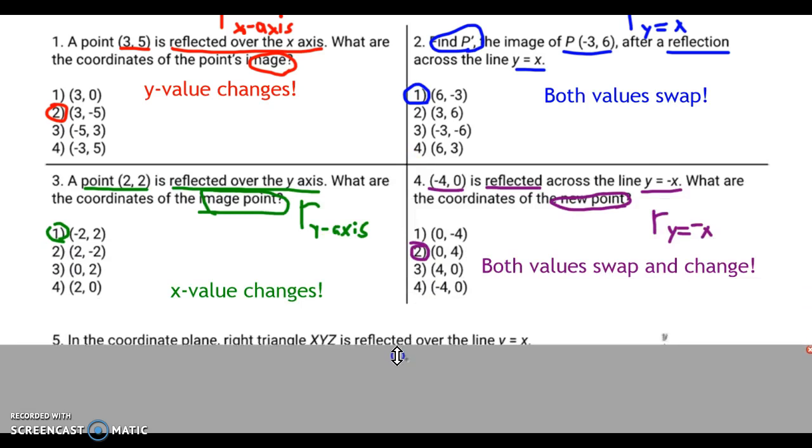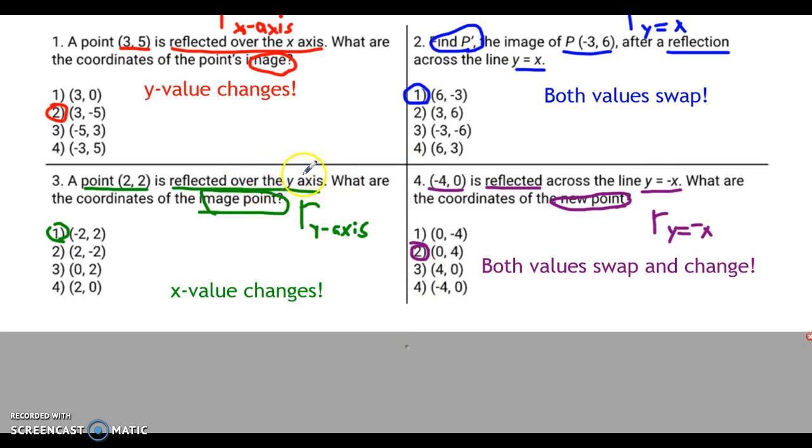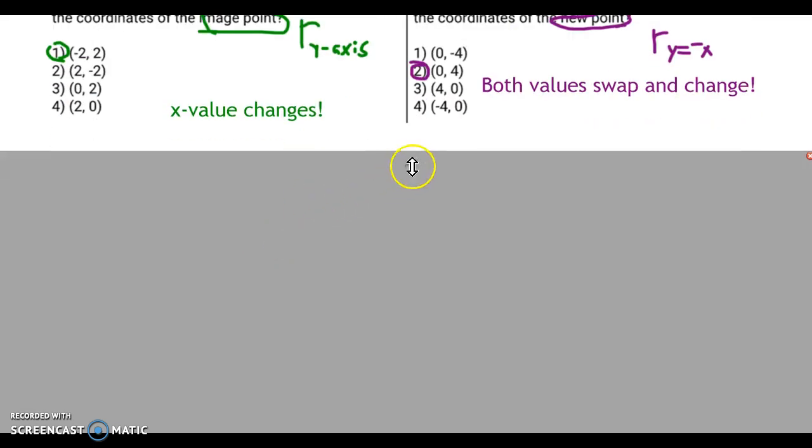Here they are. 2 comma 2 is reflected over the y-axis. A reflection over the y-axis means we're changing the x value. So 2, 2 becomes negative 2, 2. In this case, negative 4, 0 is reflected across the line y equals negative x. Here's another rule that you have to remember. Y equals negative x reflection means both values swap and they change their sign. So instead of negative 4, 0, it's going to be 0 and then positive 4. So that's choice 2.